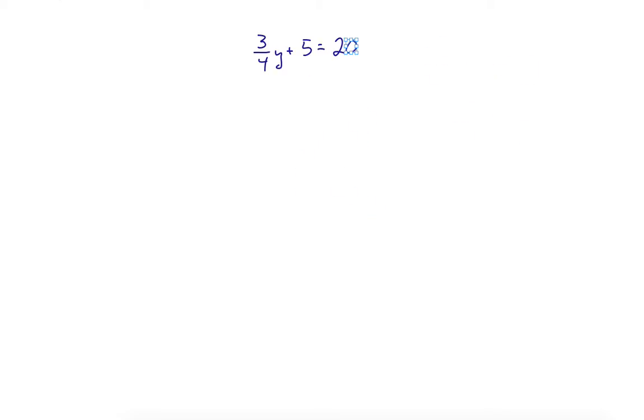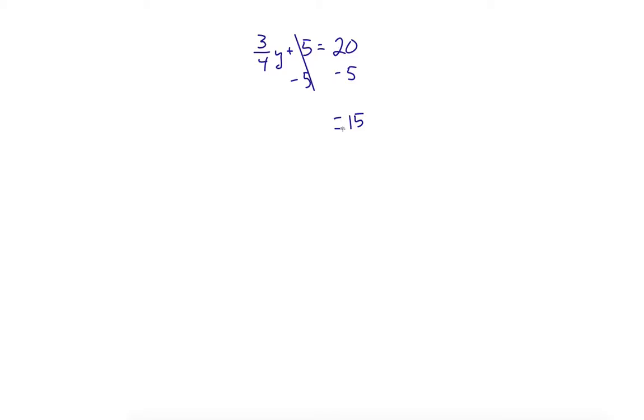All right, let's take another one. In this case, we have 3/4 times y plus 5 equals 20. Same thing, let's get rid of this plus 5 first. To get rid of a plus 5, I have to use the inverse operation, that is, I have to subtract 5. So if I subtract 5 here, I have to subtract 5 here. Of course, 5 minus 5 leaves me with 0, and 20 minus 5 leaves me with 15.